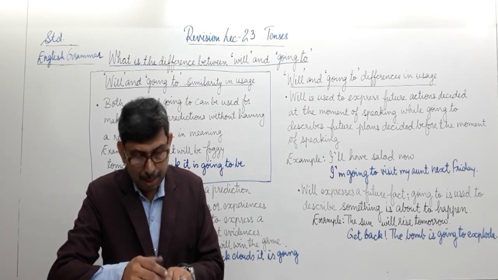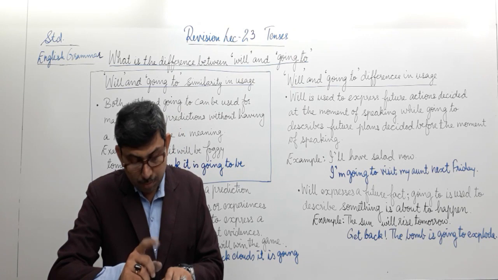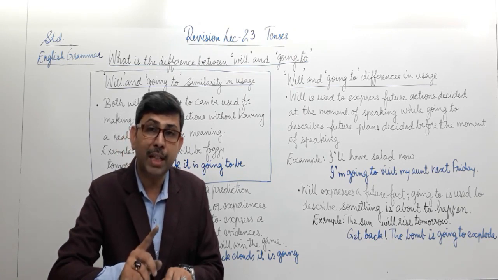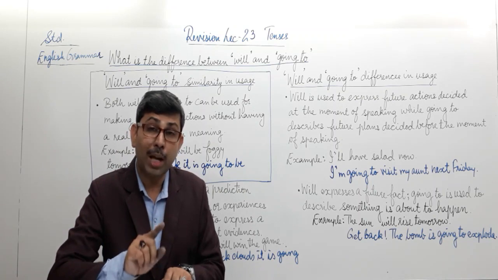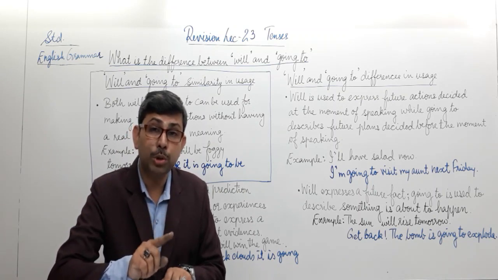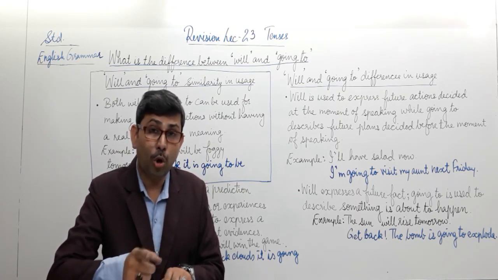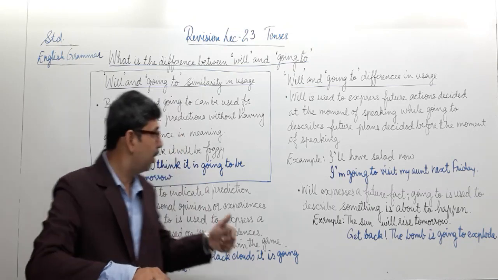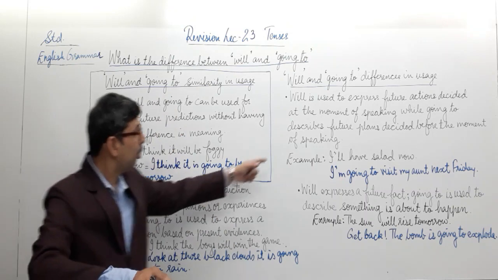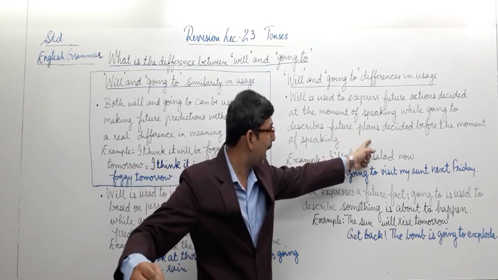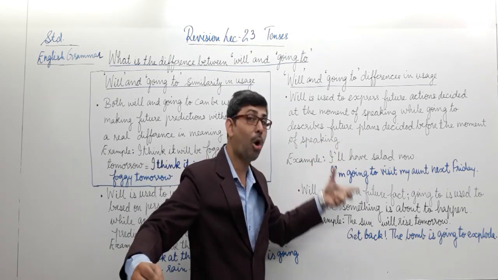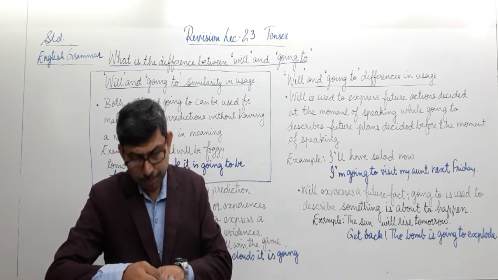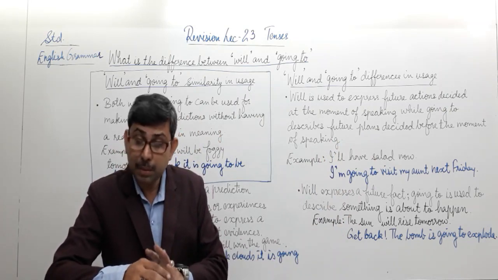Intention, with the example: we are going to spend our winter break in Kashmir this year. So you are having an intention in your mind, you are having a plan in your mind that you are going to spend. You have not gone, or you are not saying you will go, you are having the plan. As I just said over here, we have a plan. So it describes future plans decided before the moment of speaking. Well, so we are going to spend our winter break in Kashmir this year.